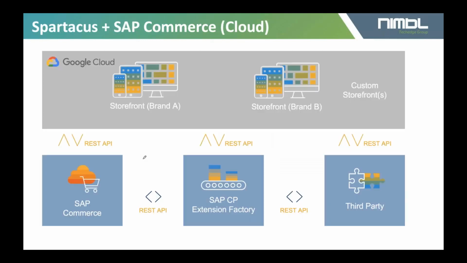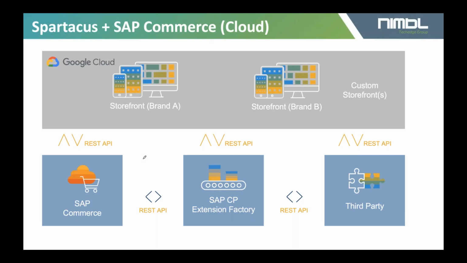And as a reminder, if you're running SAP Commerce Cloud, you don't have to run the Spartacus storefront in SAP Commerce Cloud. You can run the Spartacus storefront anywhere you want. Google Cloud makes the most sense because, again, it can be Dockerized. And we can run that Angular, that Spartacus storefront inside of Kubernetes engine, inside of a Docker container on GCP.